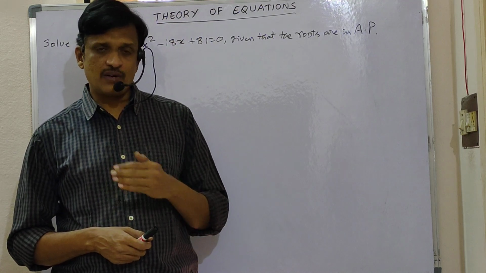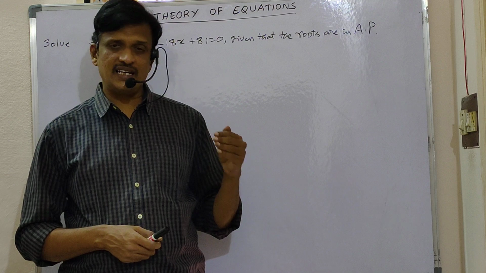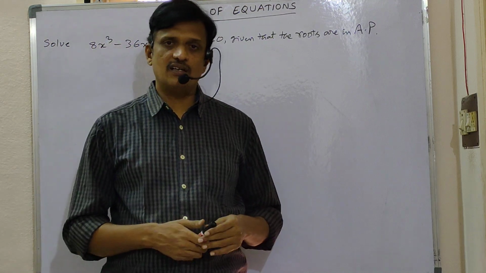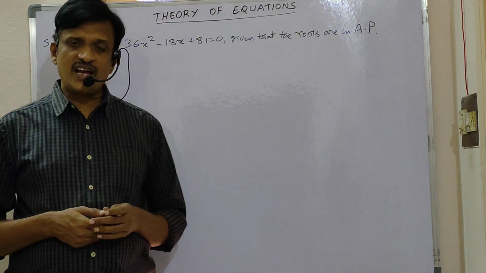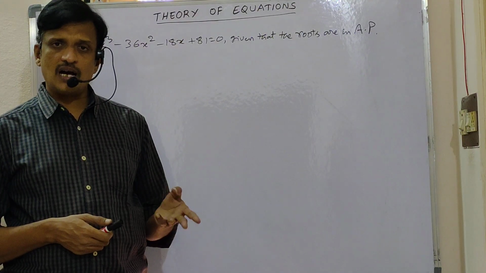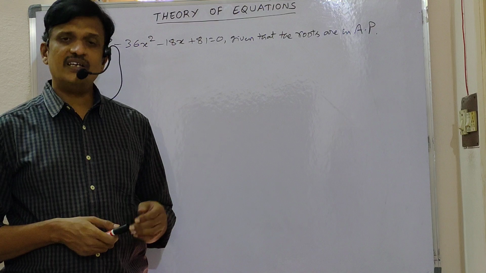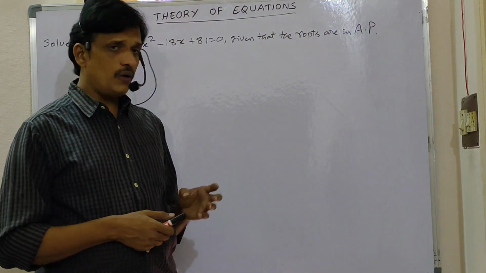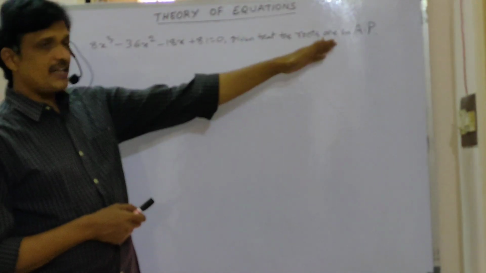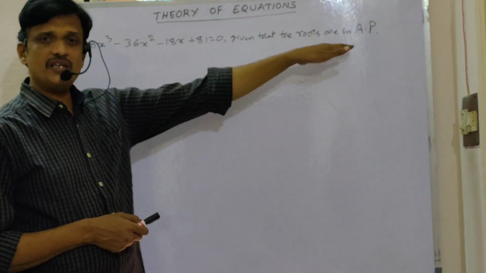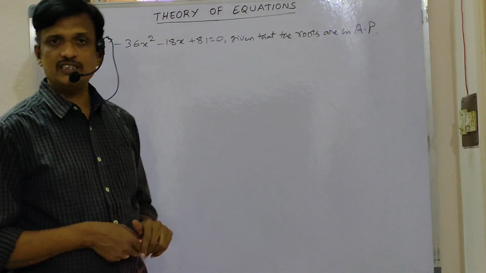If the root is either 1, 2, 3 or minus 1, minus 2, minus 3 like this, you can find it. For example, if it is any other fractional value like 1 by 2 or 7 or something, we cannot guess that one. So no need to substitute all the values like that. So by using the given condition, meaning the relation between the roots, we have to solve this.